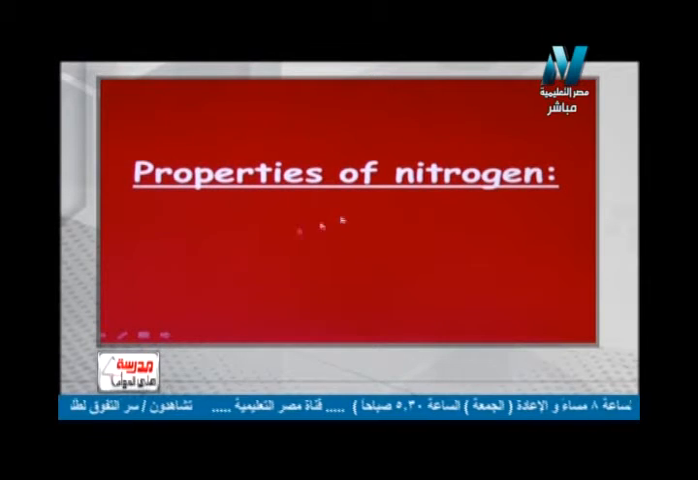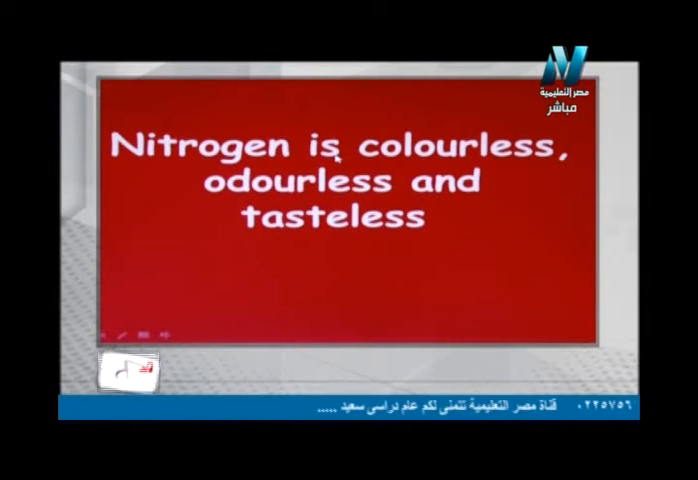So now, what are the properties of nitrogen gas? After we have prepared nitrogen gas, let us now learn what the properties of nitrogen gas are. Nitrogen gas is a very important gas although its name is azot. Despite its name being azot, it is a very, very important gas in our lives. So we have many properties of nitrogen gas.